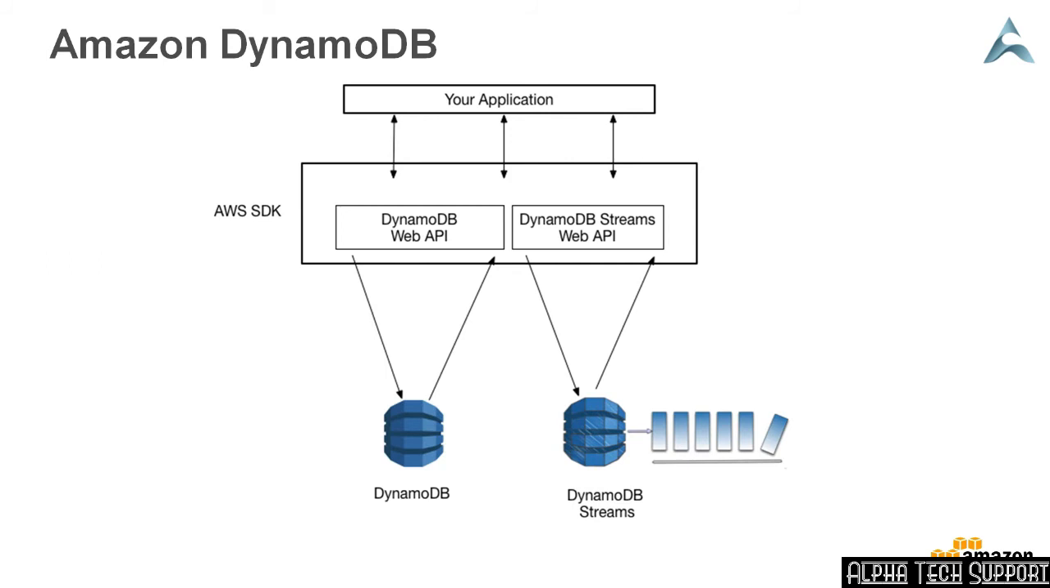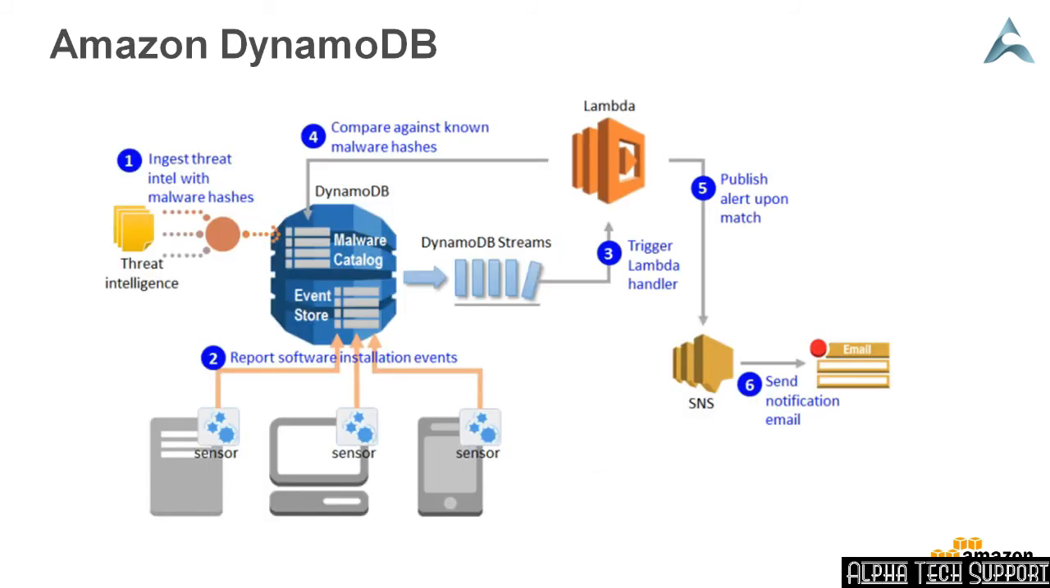They interact with your application in the fashion that your application sends API requests or API calls to the SDK, the DynamoDB Web API, and Streams. First, the DynamoDB Web API is called and it returns a response, then DynamoDB Streams is called and it returns a response, and your operation is continued. Let us look at a use case for this.